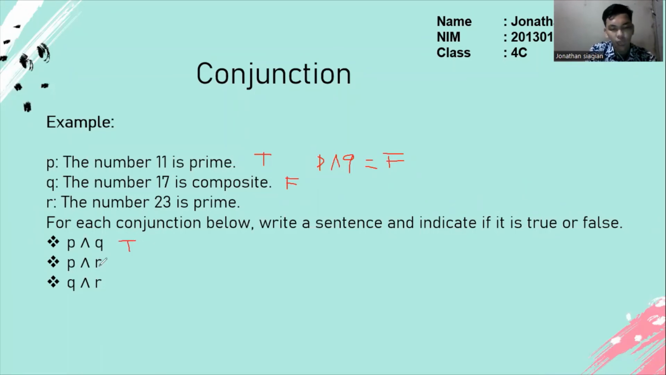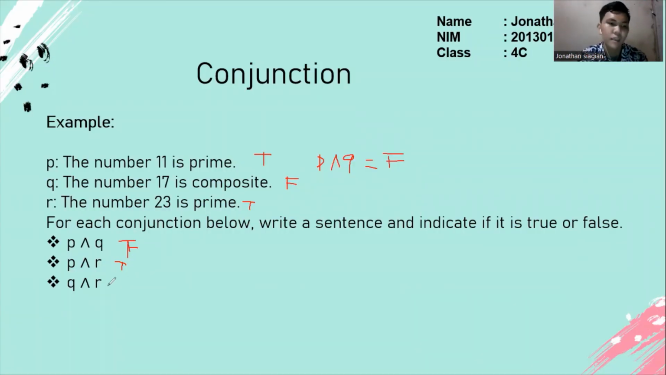P conjunction R. The number 11 is prime, and we know that it's a true statement. For R, the number 23 is prime. We know 23 is prime, which is true. If statement P is true and statement R is true, then P conjunction R is true. P conjunction Q is false and P conjunction R is true.